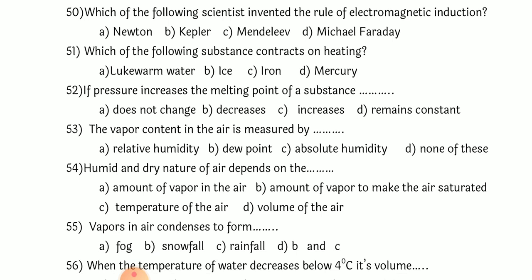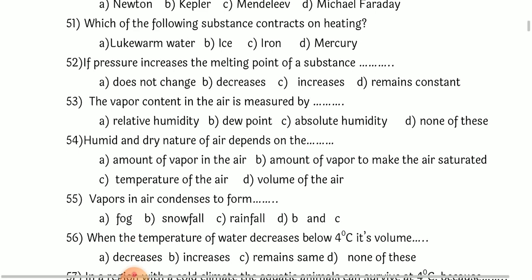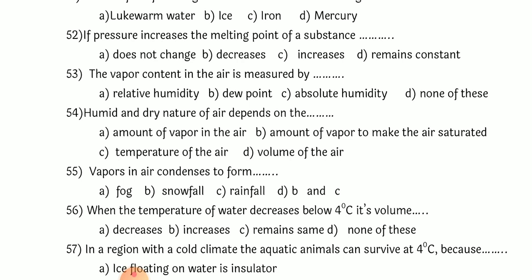52, if pressure increases the melting point of a substance, see, if pressure increases, you are lowering down the melting point, so the melting point of the substance decreases. The vapor content in the air is measured by absolute humidity. See, relative humidity is there, dew point, absolute humidity.